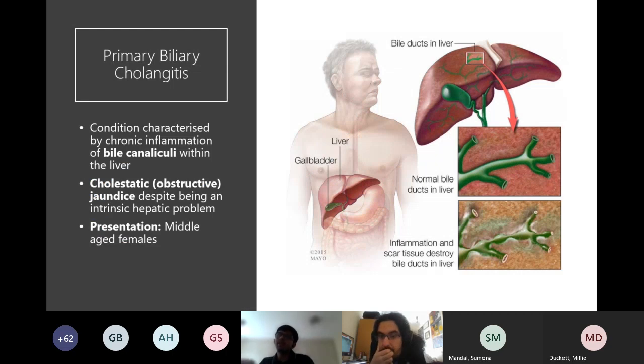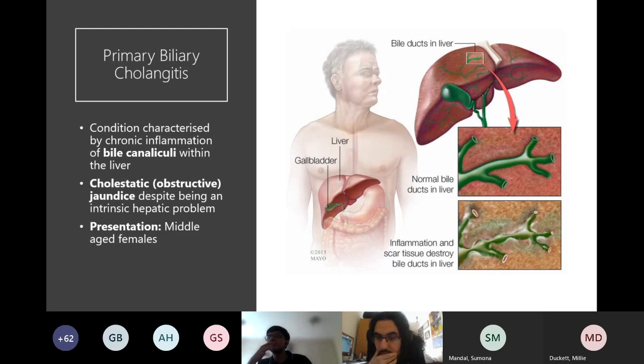So PBC is a chronic inflammatory condition of the bile canaliculi. They get destroyed because of this chronic inflammation. And this is a slightly confusing condition. So this is a hepatic cause of jaundice that causes obstruction. So you get an obstructive jaundice, but it's due to the canaliculi within the liver. And it's generally going to be affecting these middle-aged females.